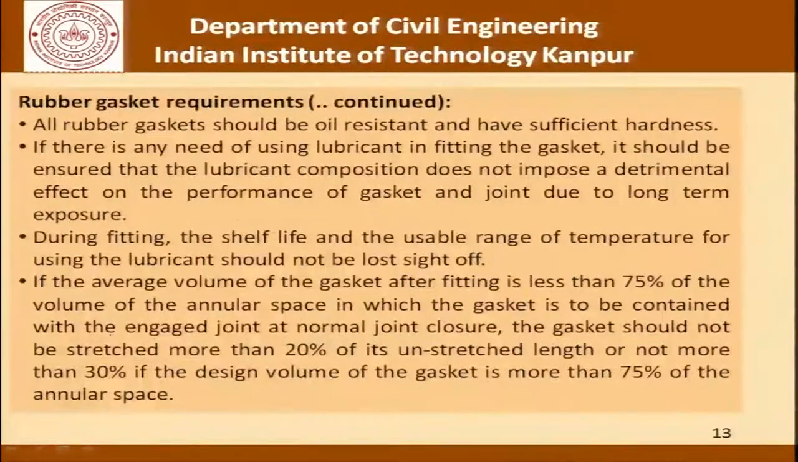Now, continuing with rubber gasket requirements, all rubber gaskets should be oil resistant and have sufficient hardness. If there is any need of using a lubricant in fitting the gasket, it should be ensured that the lubricant composition does not impose a detrimental effect on the performance of the gasket in the joint over a long period of time. We must remember that such installations as a concrete sewer pipeline would be in position for 20 years, 30 years, maybe even more. So the rubber gaskets and their performance cannot be allowed to deteriorate very quickly.